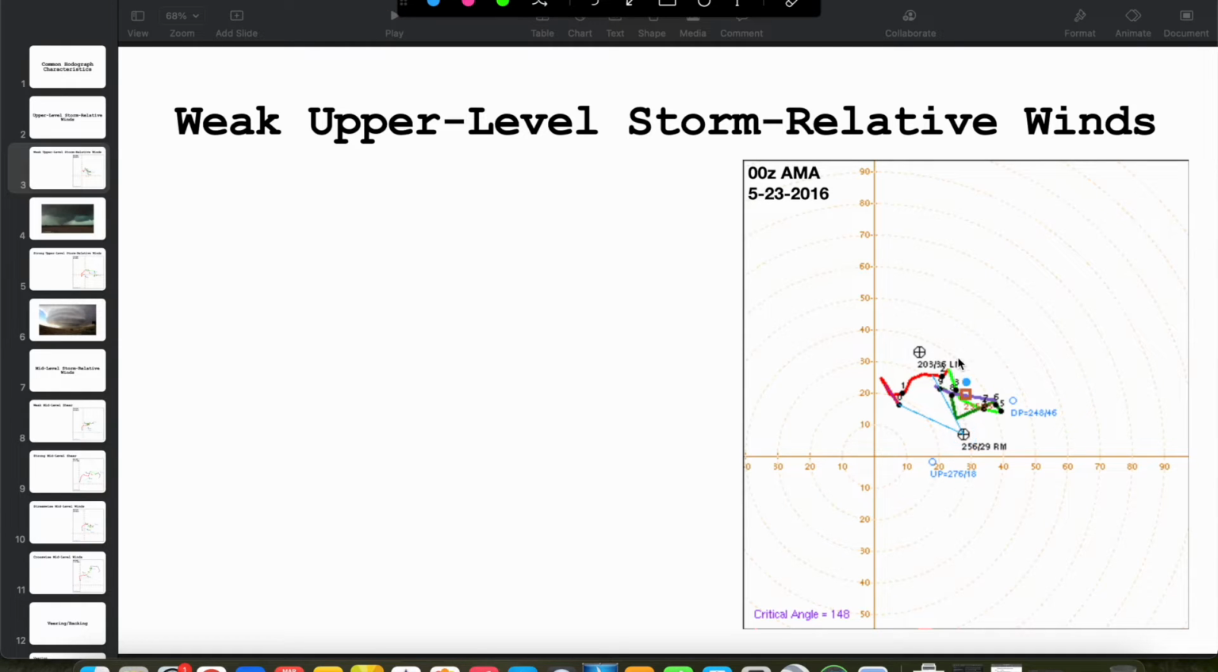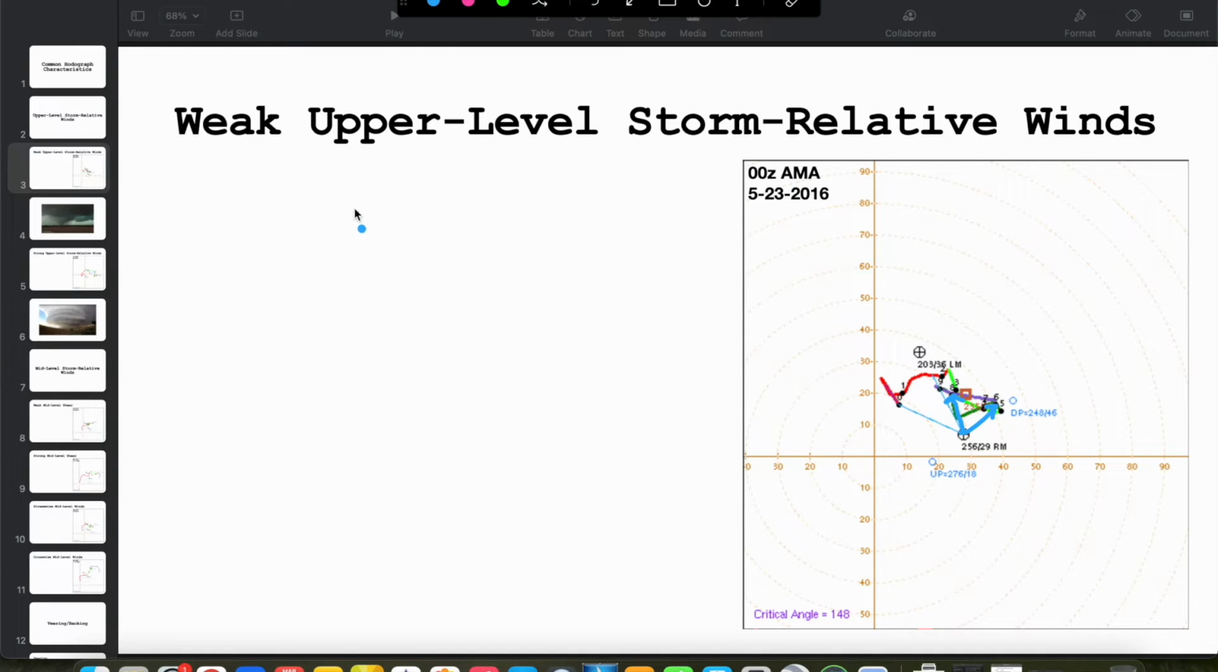So when we're talking about our upper level storm relative winds, let's go to the 6 kilometer point here. Let's draw our storm relative wind vector back to the 6 kilometer point. You notice that this vector is pretty small. Let's do say 8 kilometers here, very much the same thing. So in this example hodograph, these storm relative winds are very weak above 6 kilometers.